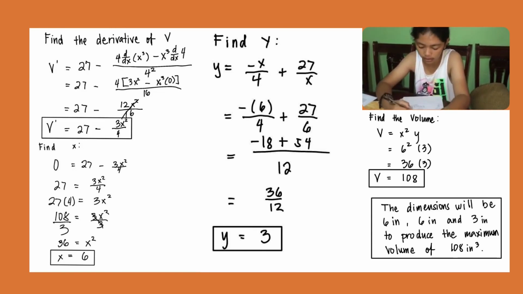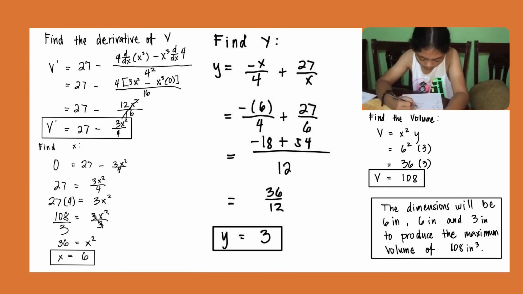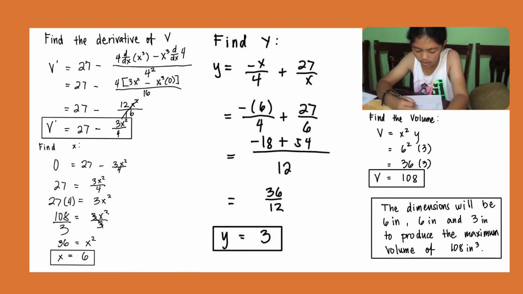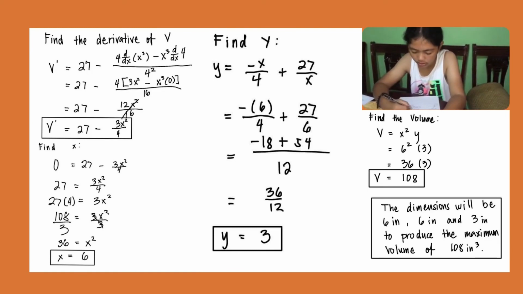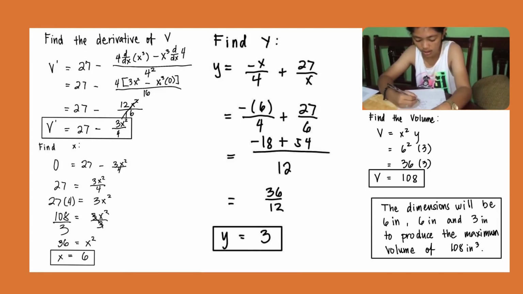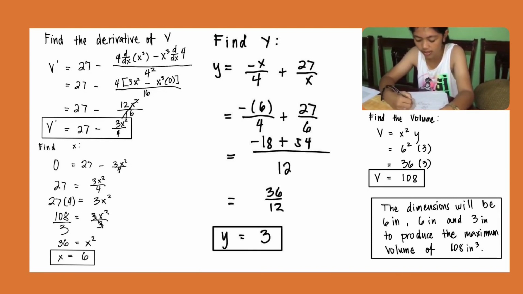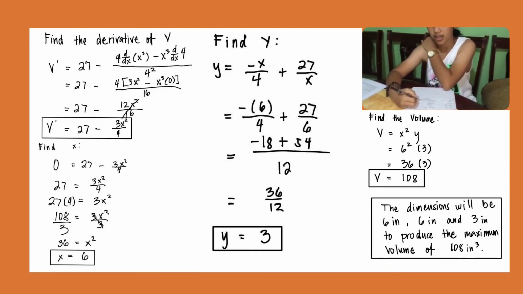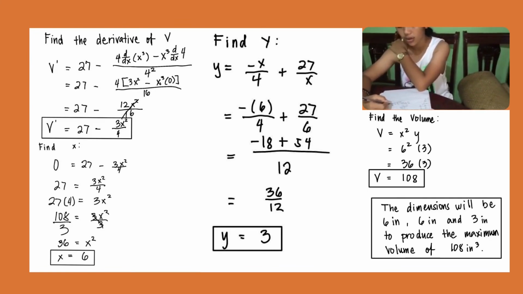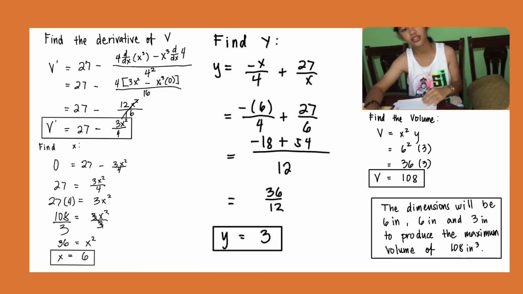Then find the volume. V equals x squared y equals 6 squared times 3 equals 36 times 3. So the volume equals 108. The dimensions will be 6, 6 and 3 to produce the maximum volume of 108 cubic units.